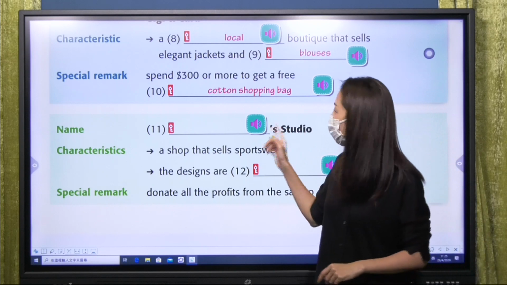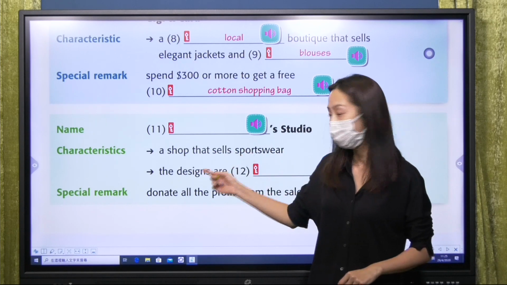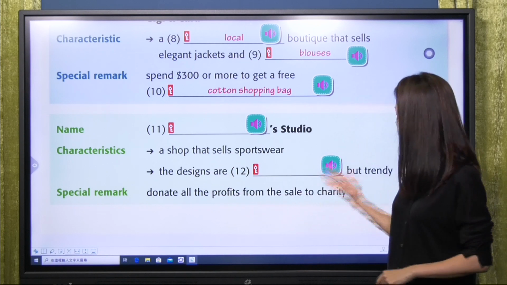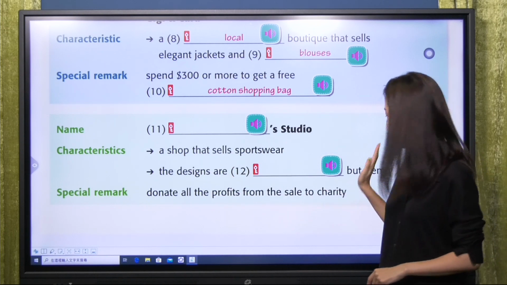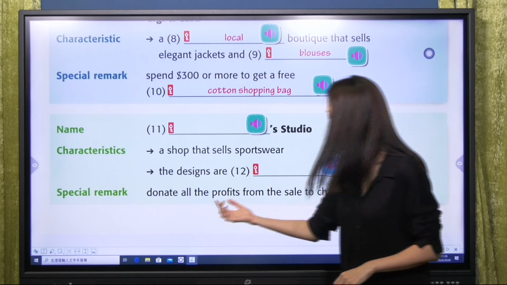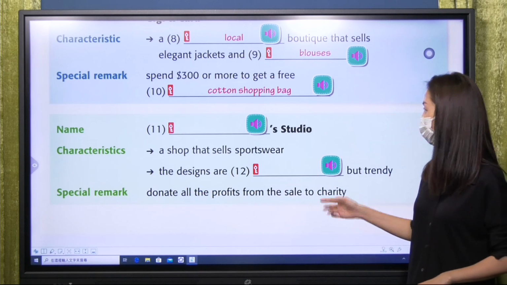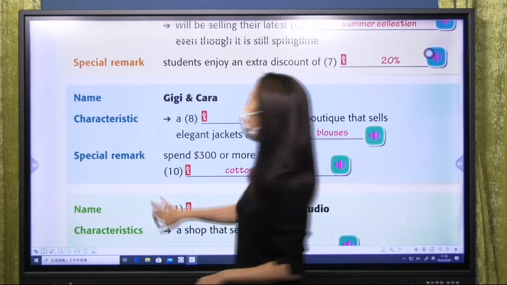Okay, so let's go to Who's Studio. Okay, a shop that sells sportswear. The designers are what but trendy. Trendy 時尚嘅、潮流嘅。Donate all the profits. Donate 捐啊 from the sales to charity. Okay, so let's listen again.